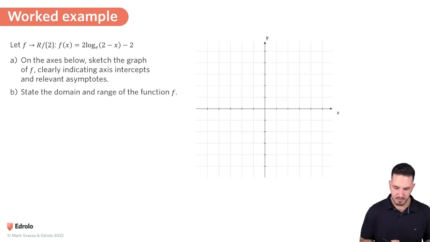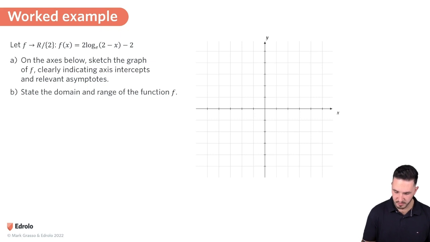So, let f be defined for all real numbers except 2, where f of x equals 2 log e of (2 minus x) minus 2. There are a lot of 2's in this question. On the axis below, sketch the graph of f, clearly indicating axis intercepts and relevant asymptote. So in this case, with a logarithm, we're only going to have one asymptote. So let's have a look at what this graph now looks like.